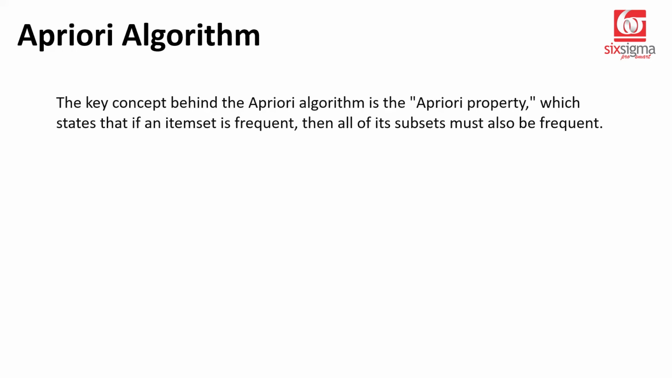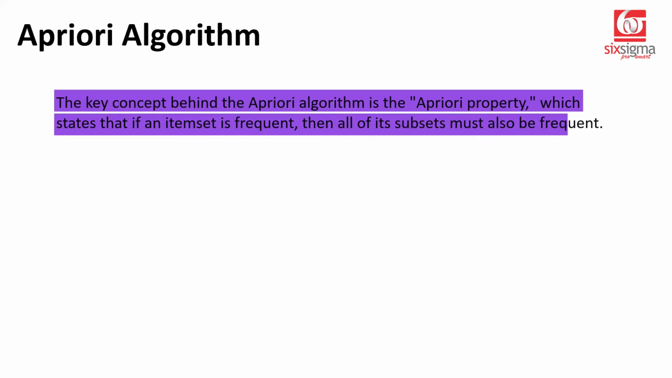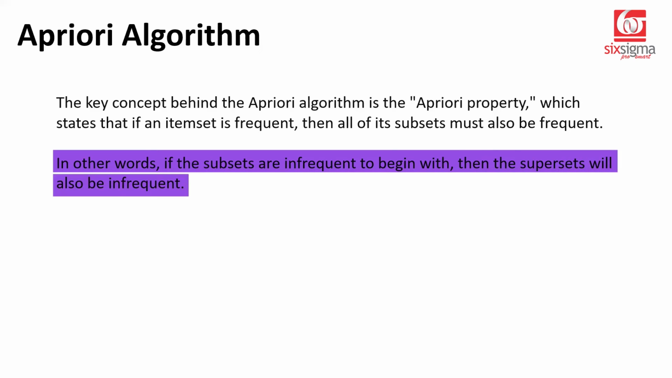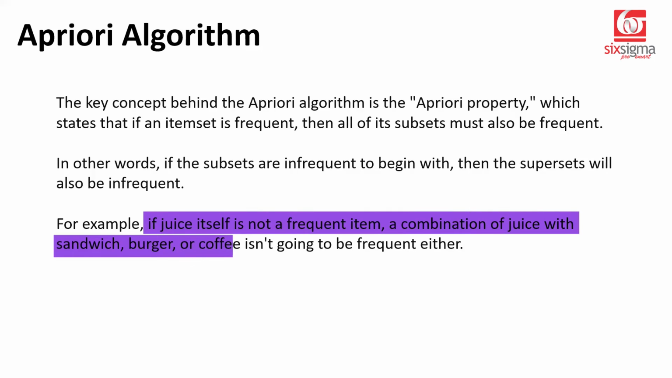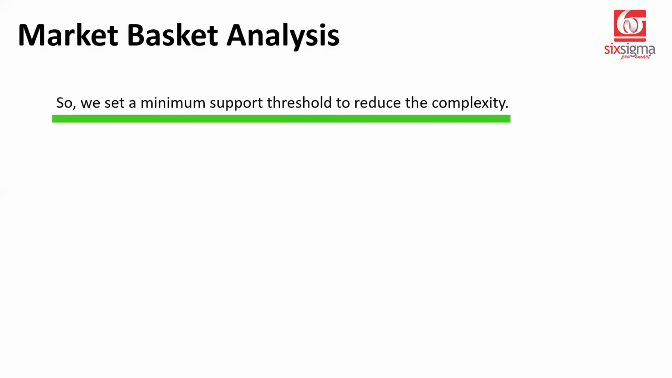The Apriori property states that if an item set is frequent, then all of its subsets must also be frequent. So to put it the other way, if the subsets are infrequent to begin with, then the supersets will also be infrequent. Let's take an example. If juice itself is not a frequent item, a combination of juice with sandwich or burger or coffee isn't going to be frequent either. That's what we discussed. So how do we apply this to our market basket analysis? We set a minimum support threshold to reduce the complexity. That will be like a hyperparameter that is controlled by the person conducting the experiment.